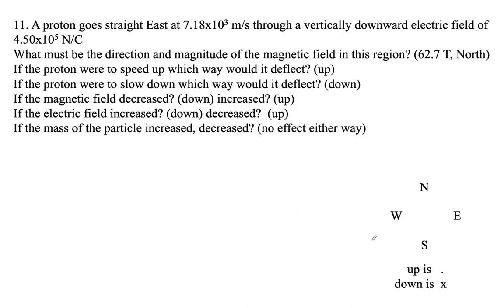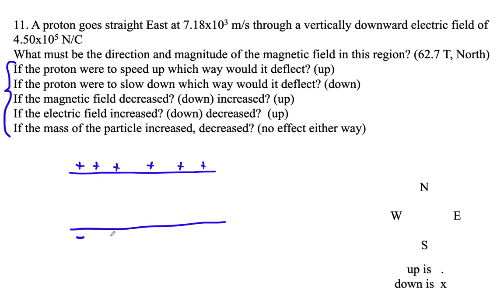All right, so let's answer all of these questions. Okay. Now, what I want to do is actually stand on the ground and watch this proton go to the east. So I'm looking north. And if I look north, I would see this. And it's got to be a downward electric field. So that means that what? The positive plate is on the top and the negative plate is on the bottom.